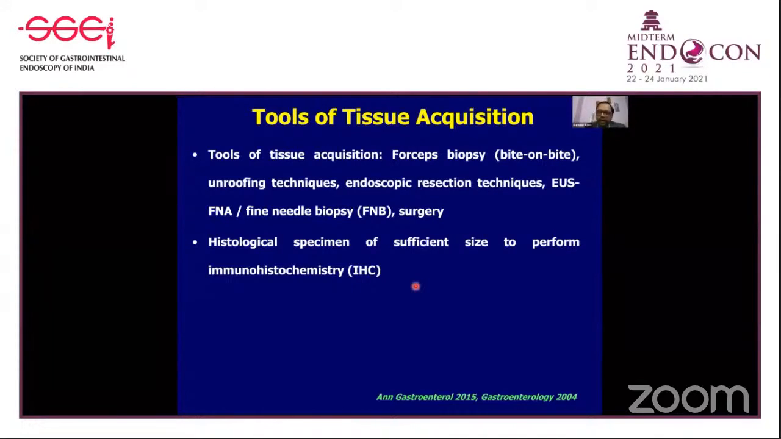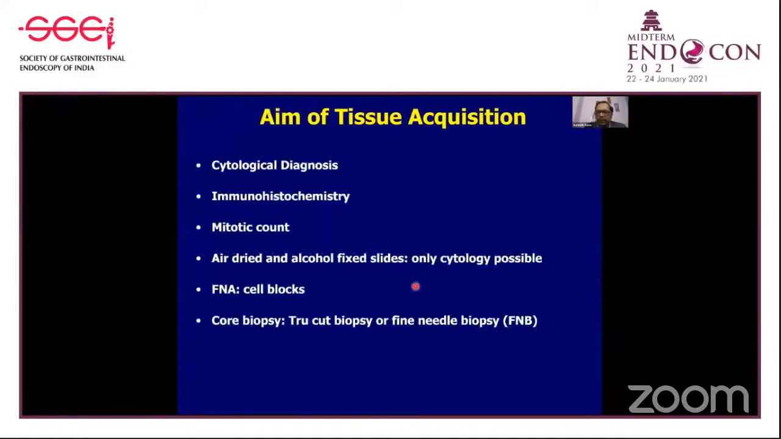But the important thing to understand is that for submucosal lesions, we need a sufficient amount of tissue so as to perform immunohistochemistry, because the diagnostic features as well as the prognostic features depend upon the IHC features. So the aim of tissue acquisition is to acquire sufficient tissue to have a cytological diagnosis, perform immunohistochemistry, and do a mitotic count because the number of mitoses will tell us about the behavior of the lesion.